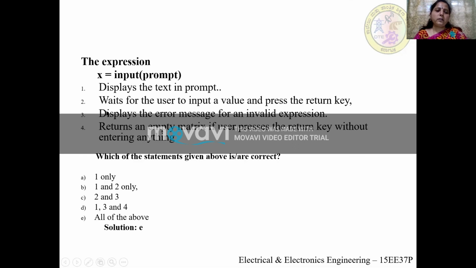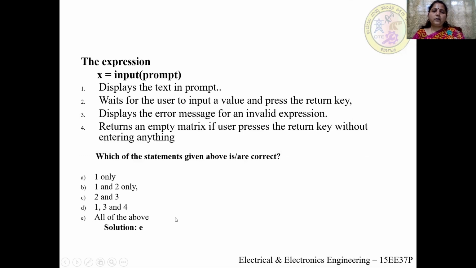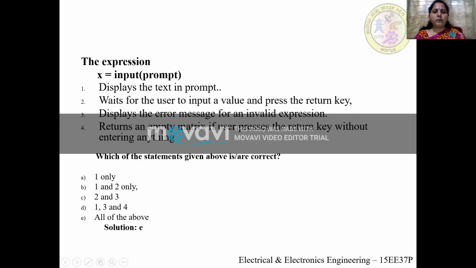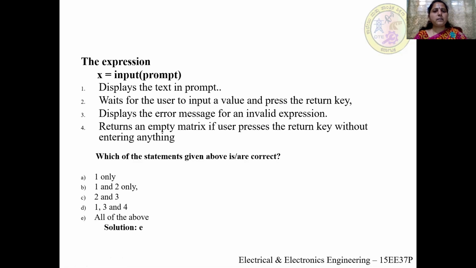So the right answer is E, all of the above, because it is going to display the text entered within the brackets, and it will wait for the user to enter the value using the keyboard. It is going to display an error message if there is an invalid expression, and it will return an empty matrix if the user presses the return key without entering anything. So the right answer is E.